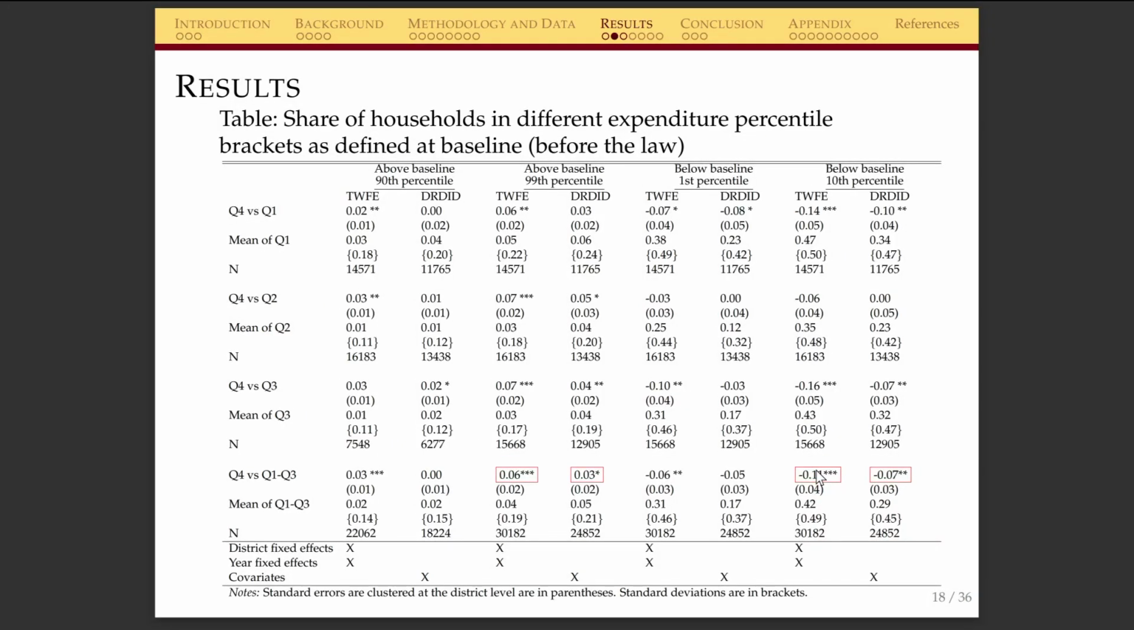I tried to look further by looking at the share of households in different expenditure percentiles as defined at baseline. Looking at before the law, the distribution of expenditure and how households are represented compared to these different percentiles. I find that there is a significant increase in households above the 99th percentile as defined at baseline, but there is also a significant decrease in households below the 10th percentile by 7%.